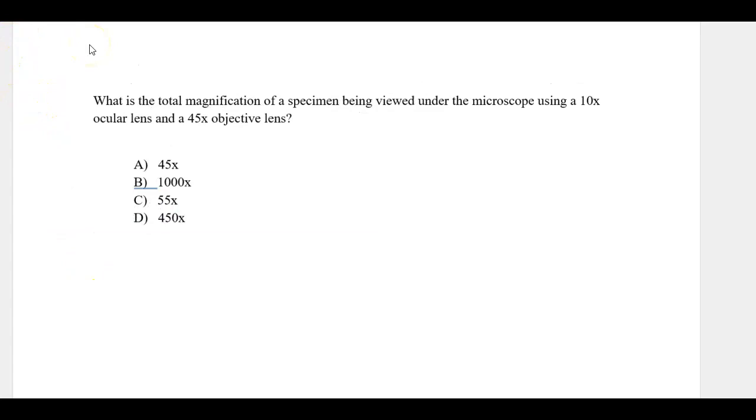Another one related to the microscope. Again, I'm assuming that you've learned and covered this part, but total magnification of a microscope, where 10x is the ocular lens, that's the part you look through, with a 45x objective lens, the one you spin around, basically the answer is you multiply the objective by the ocular and you get 450, so the answer is D.